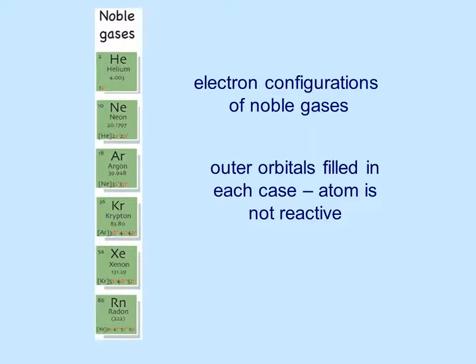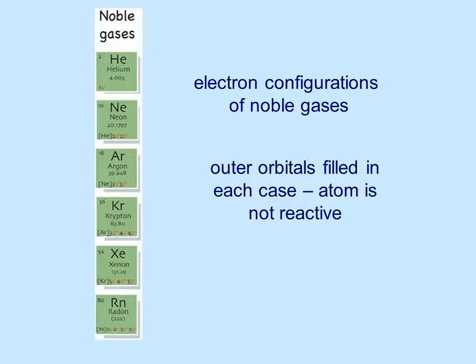Now if we look at the electron configurations of the noble gases, this is the column of materials that is on the extreme right hand side of the periodic table. Remember that they're called either noble gases or inert gases because they don't react. The outer orbital is filled in each case, and this is why they're not reactive. Helium, 1s2, so the outer orbitals are filled.